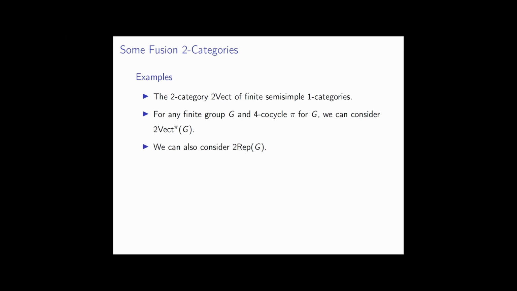There's also a kind of dual construction. You can look at 2-representations for your group G, or maybe I should say finite semi-simple 2-representations. By that, I mean a 2-vector space, meaning a finite semi-simple 1-category with a G action. And these things also form a fusion 2-category.